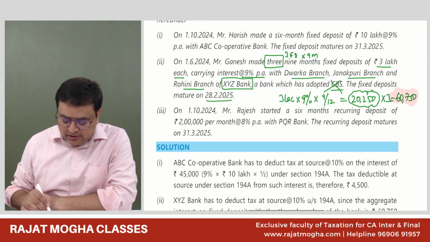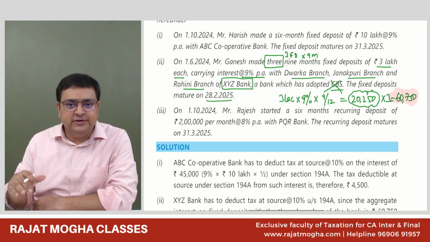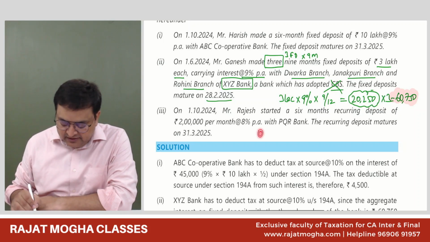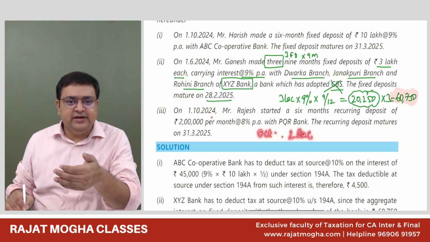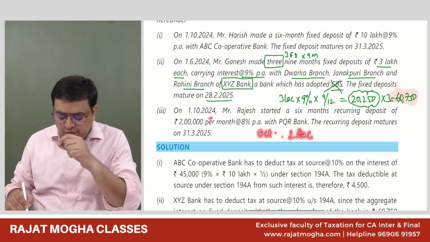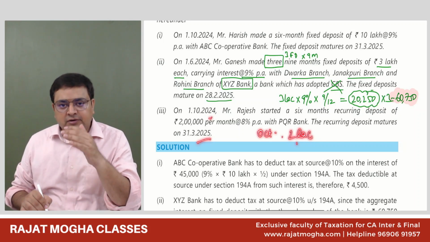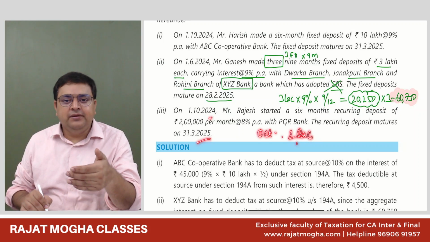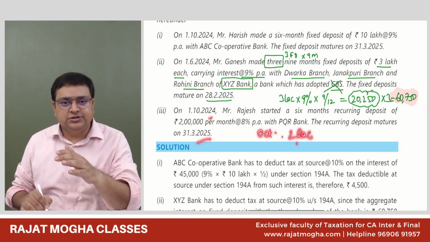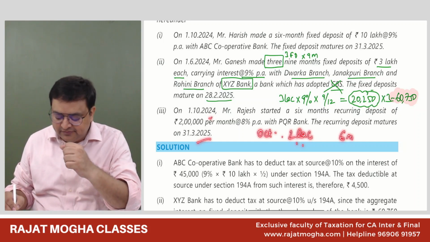Now, we need to calculate how much interest the bank will give him when this RD matures. So he has deposited in the month of October 2 lakh rupees. When we start our RD, first of all we deposit. So on 1st October 2024, 2 lakh will be deposited, and this will mature on 31st March 2025. So this amount will be deposited with the bank for how many months? From October till March, that is 6 months: October, November, December, January, February, March. So this 2 lakh will be deposited for 6 months.